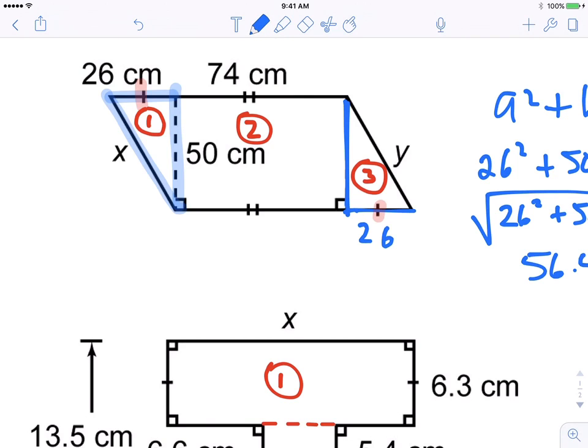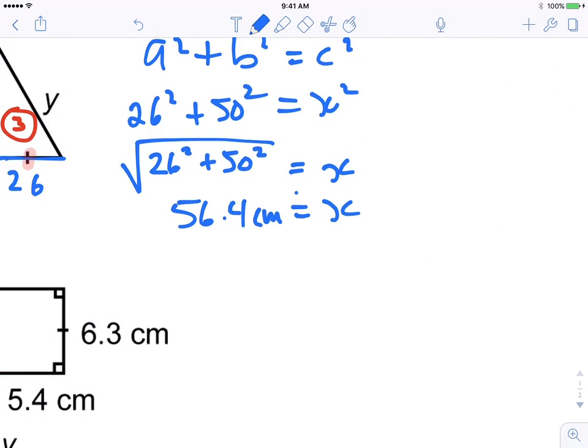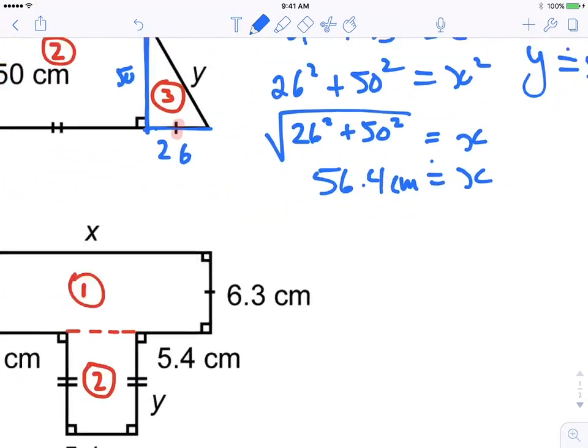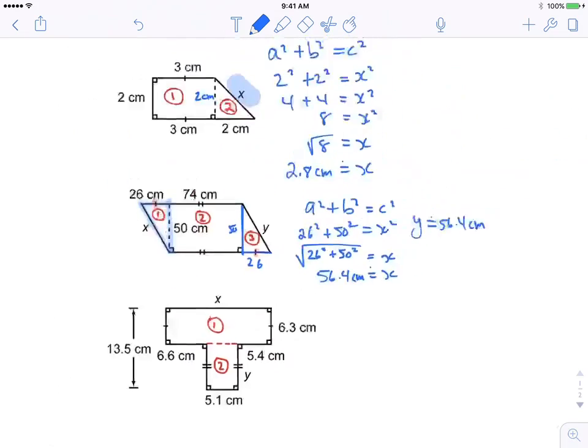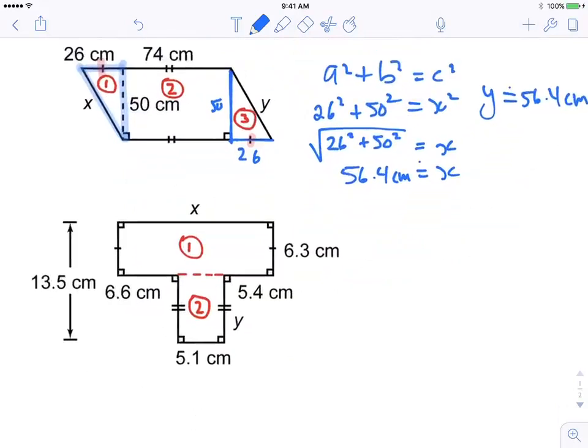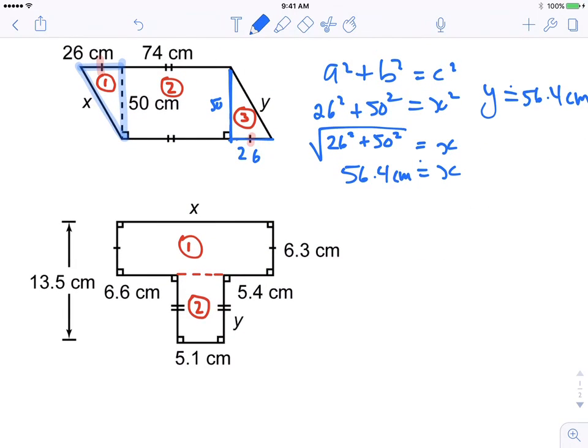So if that's 26 and that's 50, then y has to have the exact same value because they're really the exact same triangle, or they're congruent triangles. They both have a base of 26 and a height of 50. So then y is approximately 56.4 centimeters as well. In this case, we're finding the length of x. Okay, again, it says find the length of each indicated side. So we're looking for y and x.